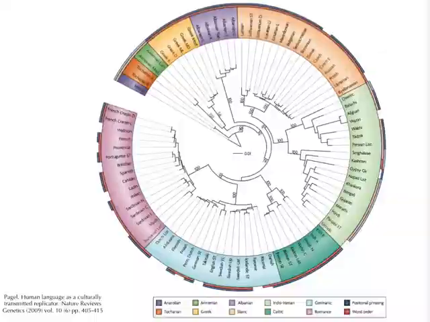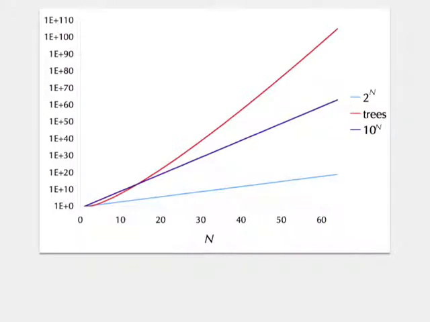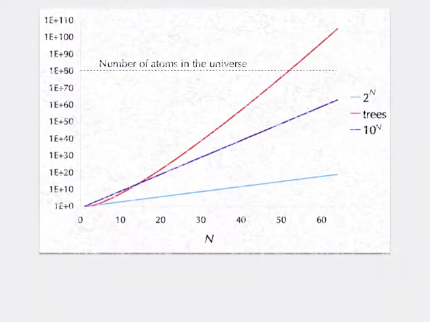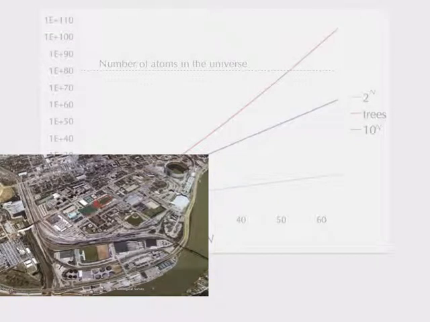Okay, let me skip this part. So here's an example. Here's a tree that required 13 pieces of RAM to run. It has 13,533 species. Now if I added 2 species to it, let's go ahead and look at how much more tree space this is.